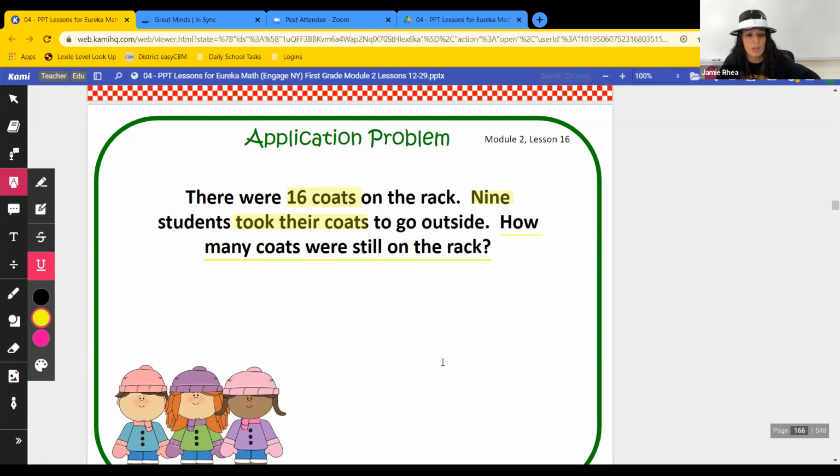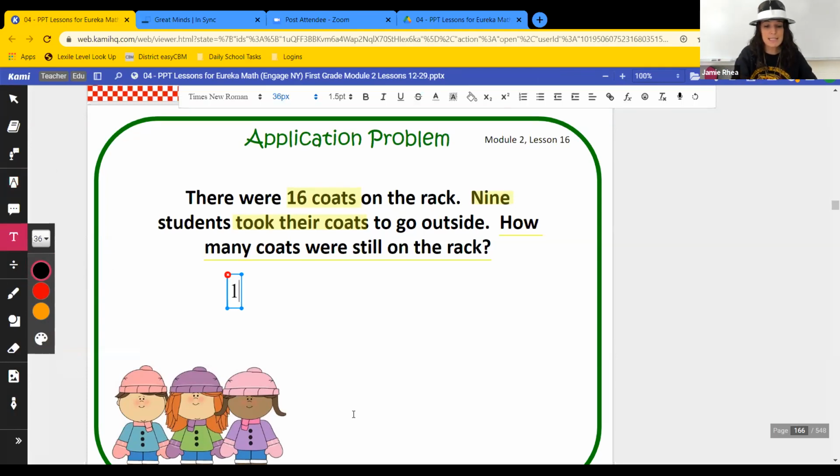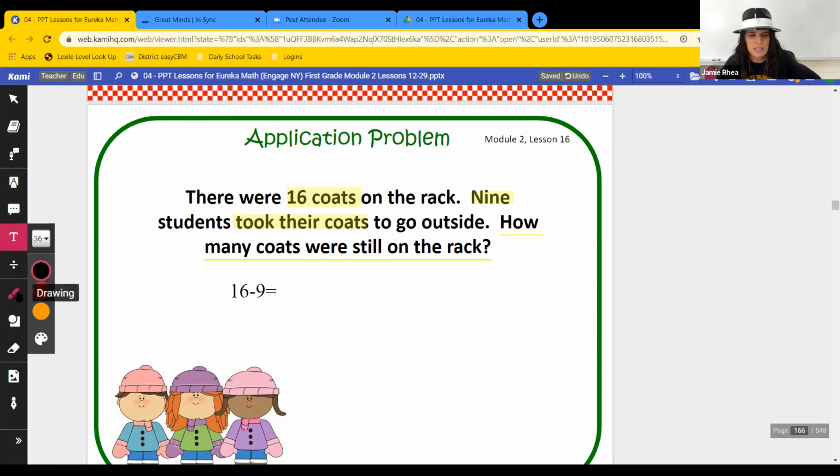If you said I probably need to write a number expression, I agree. I'm going to write a number expression. I have 16 coats. 9 students took their coats outside. So I'm subtracting. I'll go ahead and make it a number sentence and put equal. Now that I have that, what's the next thing I could do to show this?